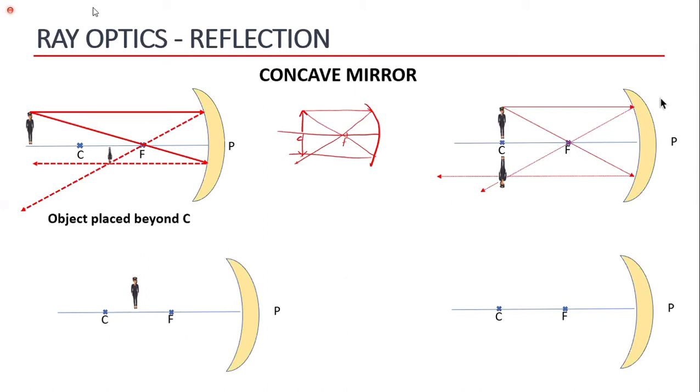Your ray diagrams are very important because that's actually how you will understand it. Now, if the object is placed in between your center of curvature and focal point, one ray going parallel to the principal axis will go through focus. The other ray will go through focus and go parallel to your principal axis, right? So your image formed is inverted and it is beyond C, beyond your center of curvature.